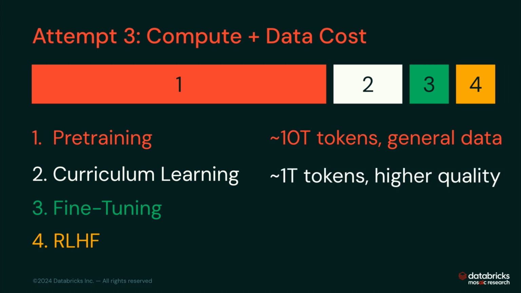Curriculum learning is kind of interesting. I'll tell you about that in a moment. But it's closer to 1 trillion tokens. You can think of this as the tail end of pre-training, where you get a little pickier about which data you train on. Typically higher quality, you upsample the good stuff.